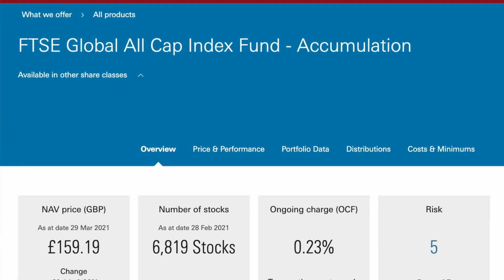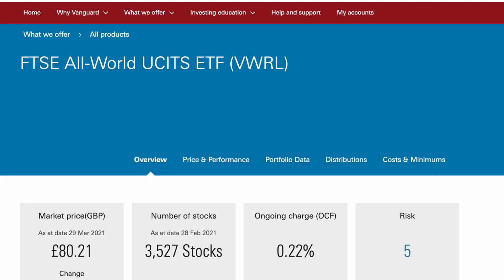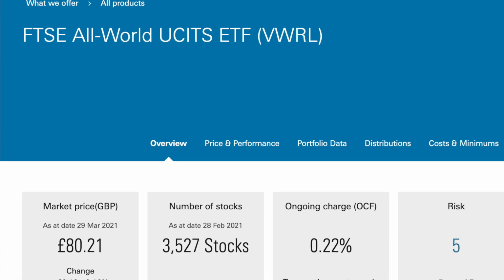The other 3% is split between two global ETFs. One is on Freetrade, which is the VWRP, and one is on Trading 212, which is the VWRL. Both of these are FTSE All World trackers, and they are ETFs rather than index funds. Across those two platforms, I've now got a little bit of money into both the VWRL and VWRP. The only difference is the VWRL is income, whereas the VWRP is accumulation. Income, you get dividends as cash. Accumulation, it reinvests the dividends, but they're both still global ETFs.